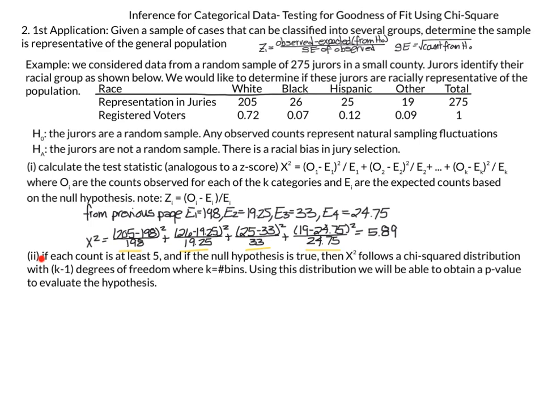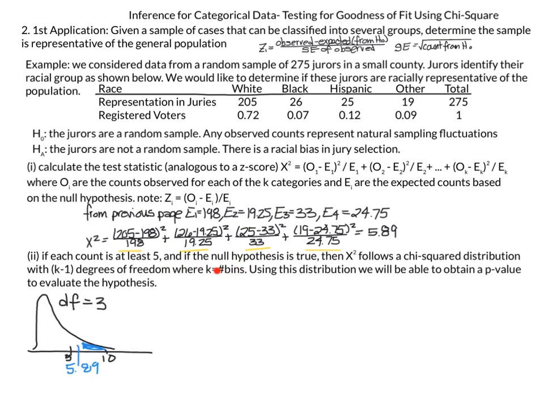But anyway, we need to check to see that it's valid to use the chi-squared. So we need to see that each count is at least 5, and if the null hypothesis is true, then the chi-squared will follow a chi-squared distribution with k minus 1 degrees of freedom. So each count is at least 5. We see that. Each group has at least 5 people. In fact, we're well over. We're at 198, 19.25, 33, and 24.75.